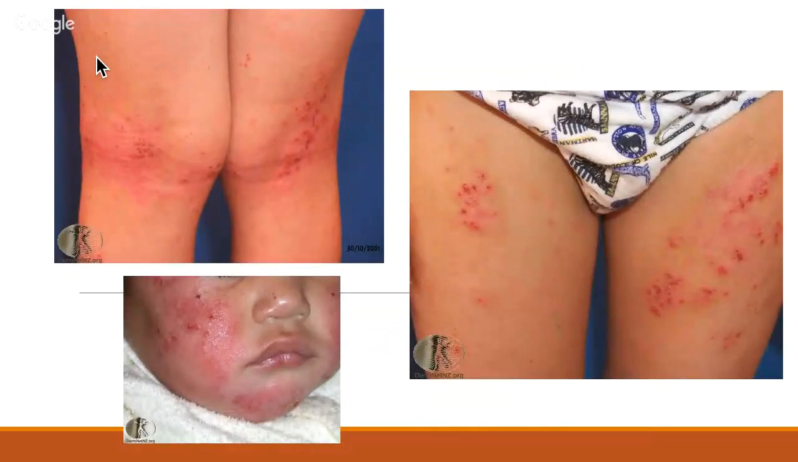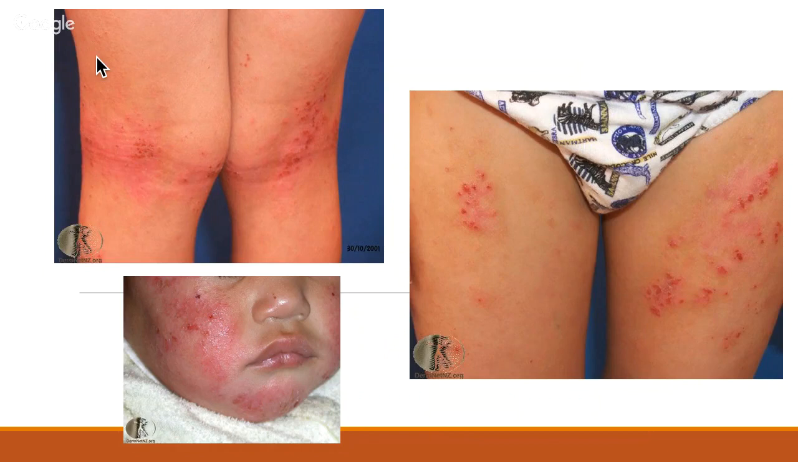All right, so does anyone know what this could be? Anyone want to shout it out? Someone probably knows. So, does anyone want to give a go at describing the rash that they see?